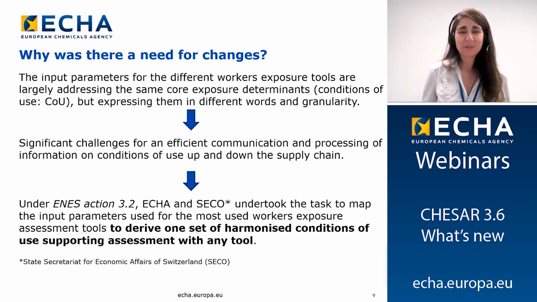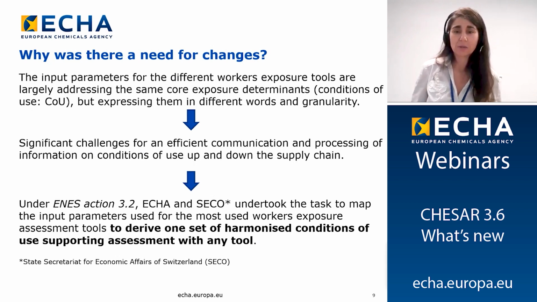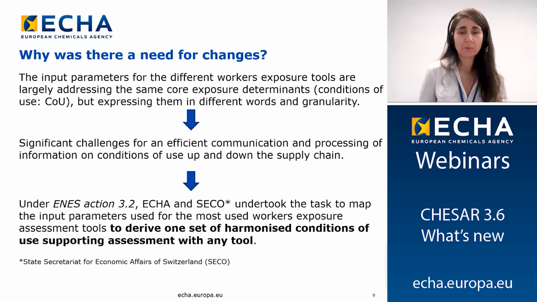The input parameters for the different worker exposure tools are largely addressing the same core exposure determinants, which we call conditions of use. But unfortunately, they are expressed with different words and granularity. All of this reflects in a significant challenge for an efficient communication and processing of the information on conditions of use up and down the supply chain. Therefore, under the ENES umbrella, there were some tasks to map the input parameters used for the most used worker exposure assessment tools in order to derive one single set of harmonized conditions of use supporting assessment with any tool.